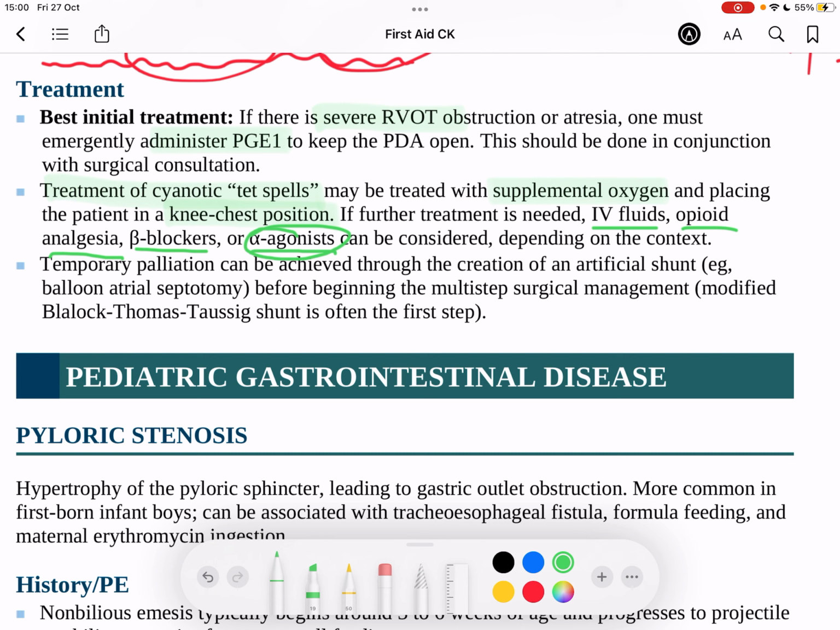Temporary palliation can be achieved through creation of an artificial shunt. This can be done via our balloon atrial septostomy, which we did also in transposition of the great vessels. And this is usually done if we really require a shunt, if the patient's got very severe symptoms, just before we do a surgical management. Okay, and generally the surgical management that they discuss is the modified Blalock-Taussig shunt. It is often the first step. But for Step 1 and for most of your university exams, you don't need to know complex disease management.